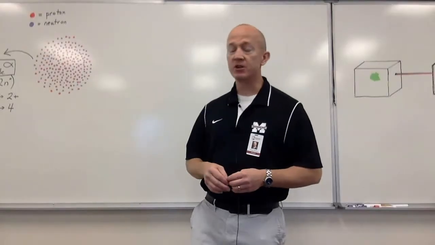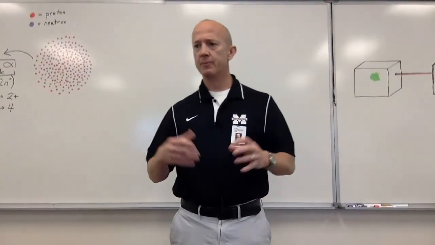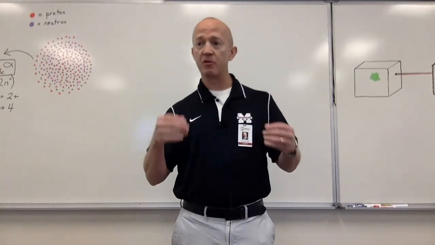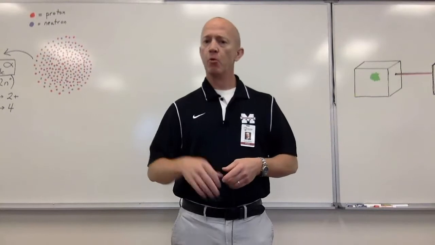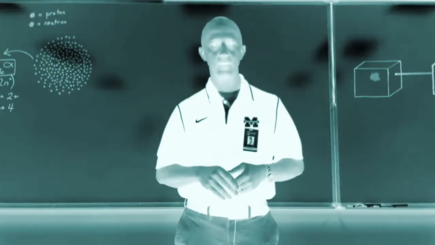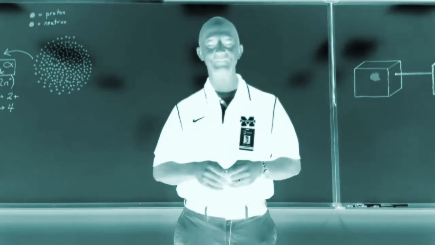In this chapter, we talked about the history of atomic theory, the parts of the atom and how they were discovered, and then we talked about how the atoms from element to element are different. We're going to end our time in this chapter by talking a little bit about radioactivity. Here we go.